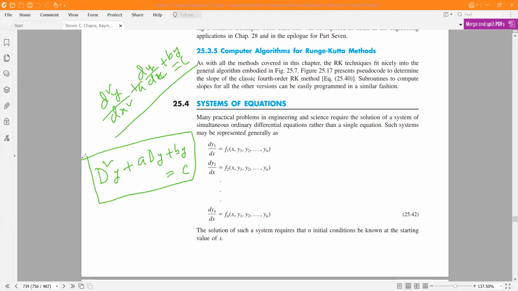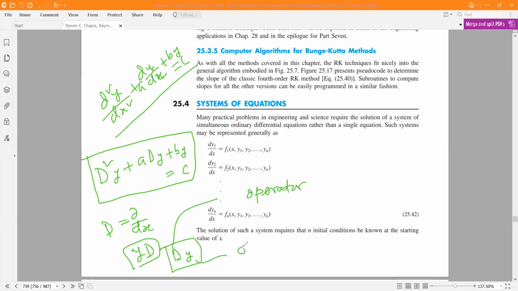Yes, sir. D equal to what? Your D is simply the differential operator, isn't it? Yes, sir. You cannot write yD. You have to write Dy. The reason is that this is not a multiplication, so you cannot commute. This is your operator, and this quantity is called the operand.